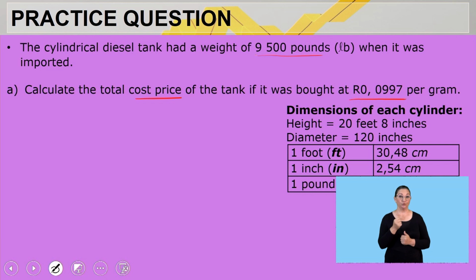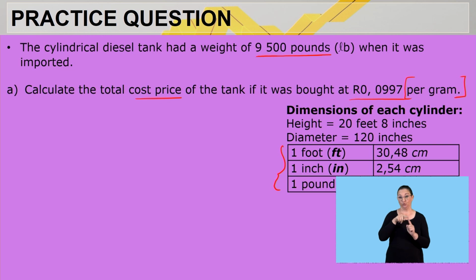We'll look at the pounds that was given to us. I'll start off by saying, how many kilograms will that be? Thereafter, I know that this is being sold per gram. But when I look at this table here, do I see any direct conversion between pounds and grams? No. But what do I note? There is, however, one between pounds and kilograms. Hence, I'm going to convert the 9,500 pounds.